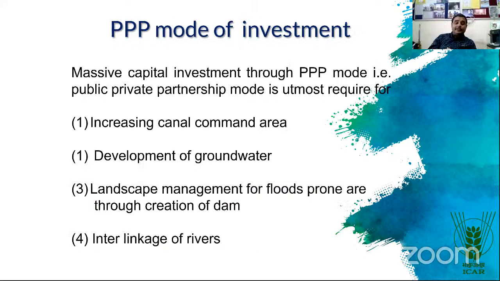And there is a huge amount of investment needed, and for that PPP mode, public private partnership mode investment is needed, because there is a need for massive capital for increasing canal command area, developing groundwater, and landscape management of flood-prone areas through creation of dams or interlinking of rivers. These are 4-5 points which need massive investment, and if we are able to do this in the coming decade or two, our agricultural productivity will boom, and our production will definitely boost like anything.